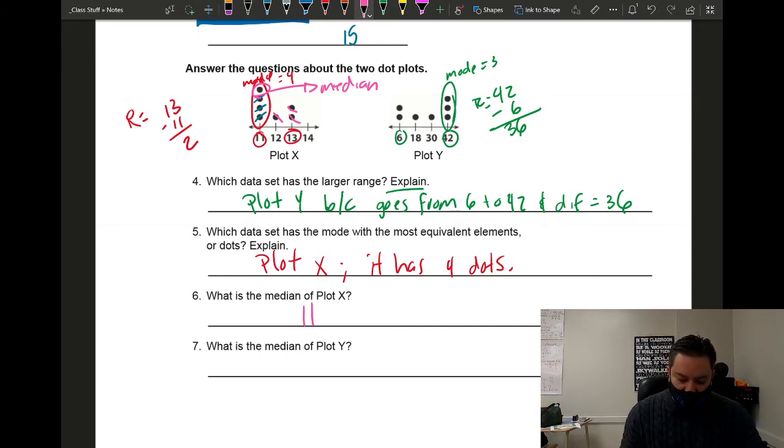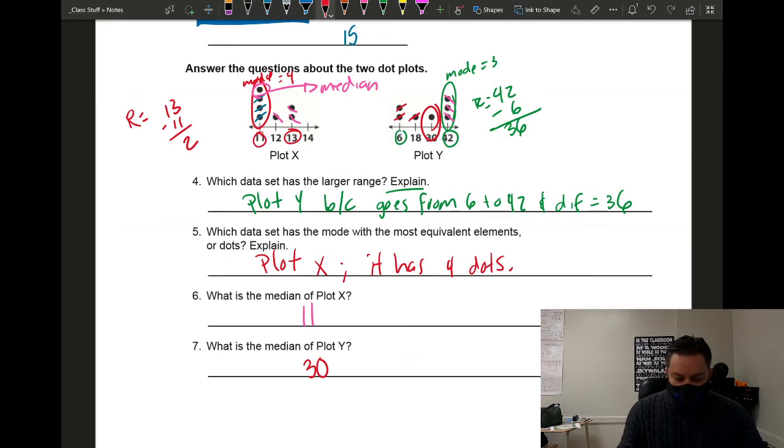We're going to do the same thing for Y. For Y, we're going to take left, right, left, right, left, right. And we're left with, what number is this? 30. That's my median.